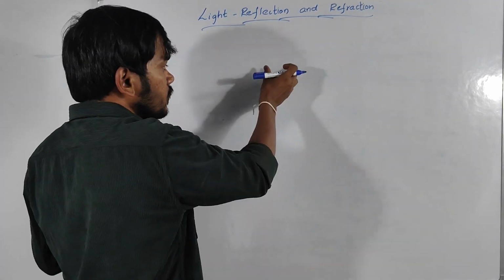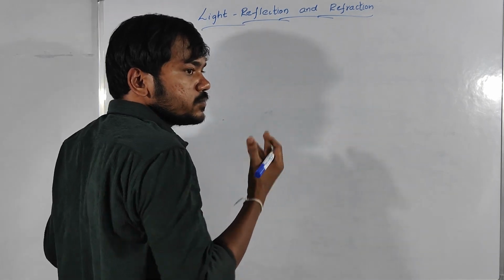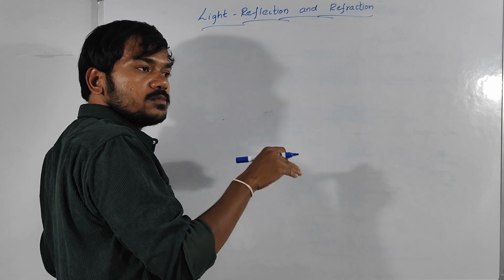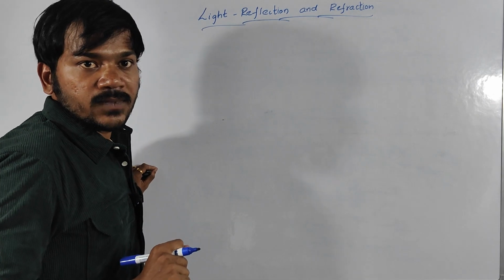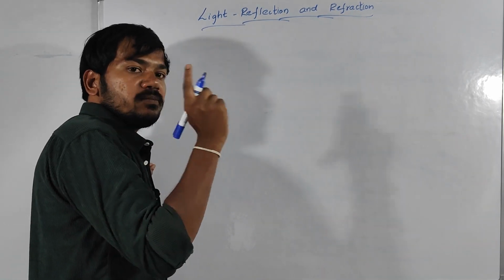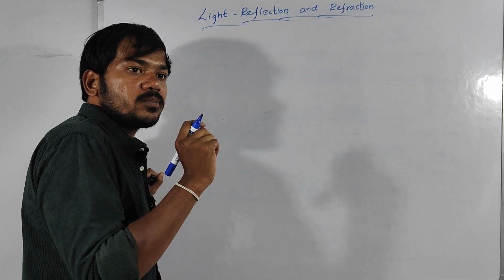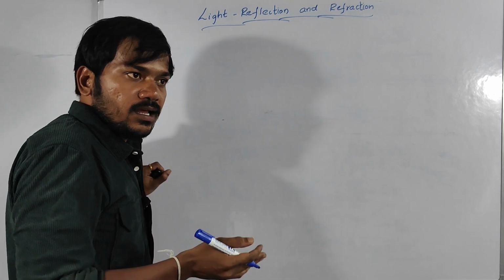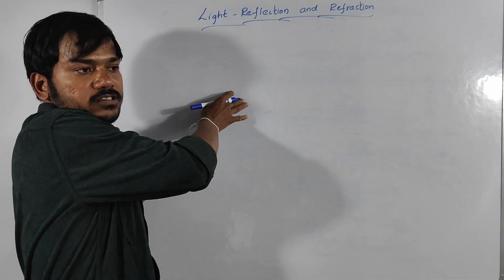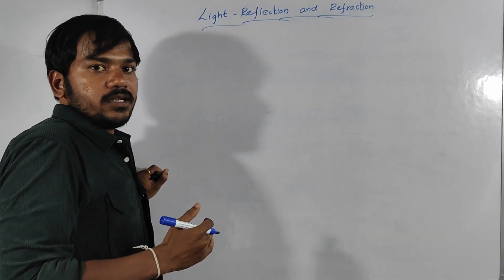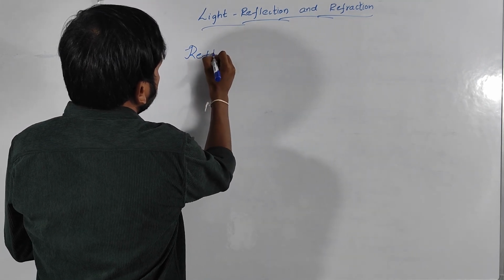Because even in the starting of this video, we discussed how we are able to see objects: light is incident from the source onto the object, and from there it bounces back into our eye. Then we are actually able to see it. So there are many things which happen based on some of the properties of light, like reflection and refraction, which we are going to study now. There are many phenomena involved. So now, what is reflection of light?